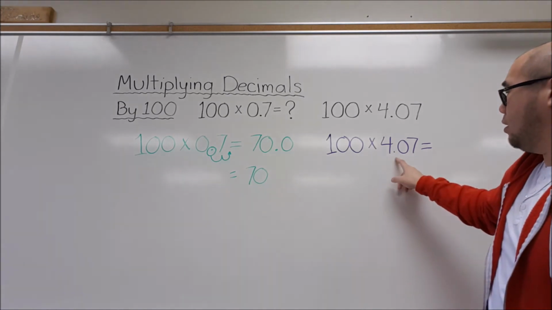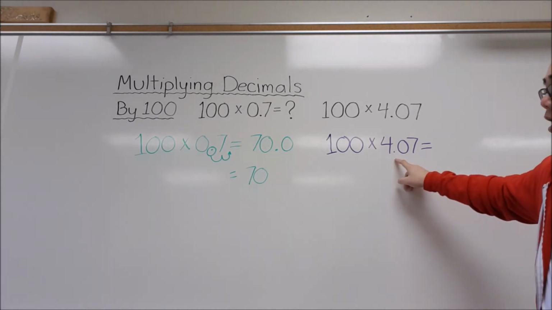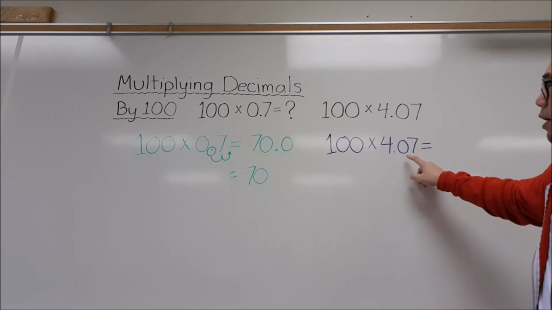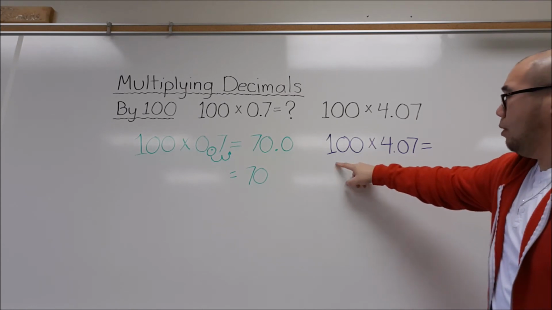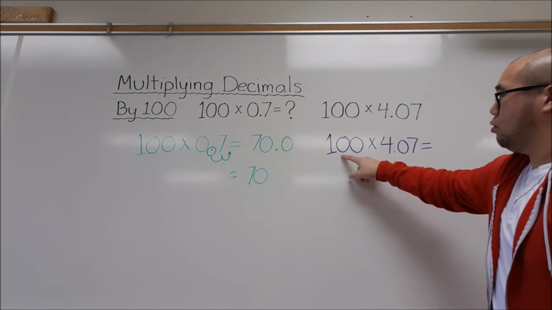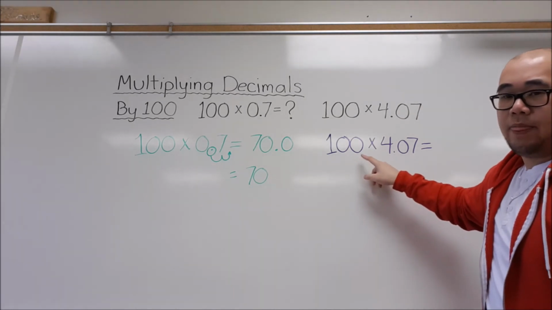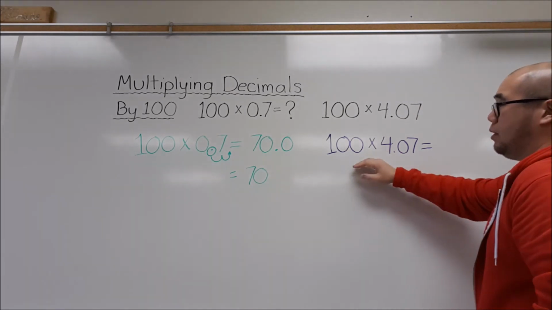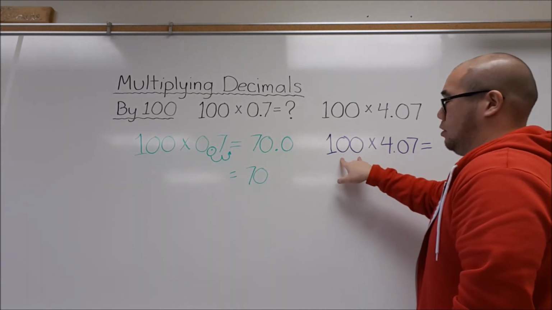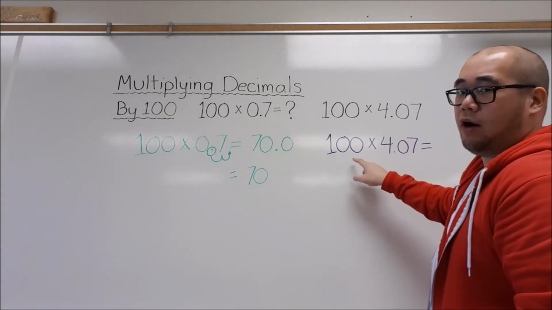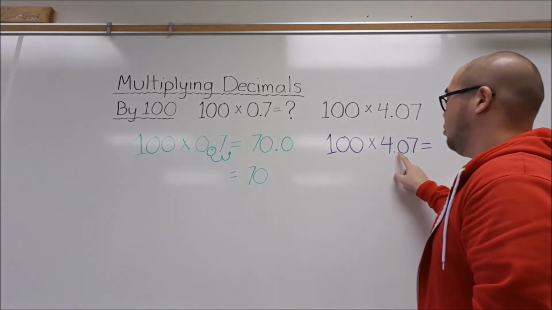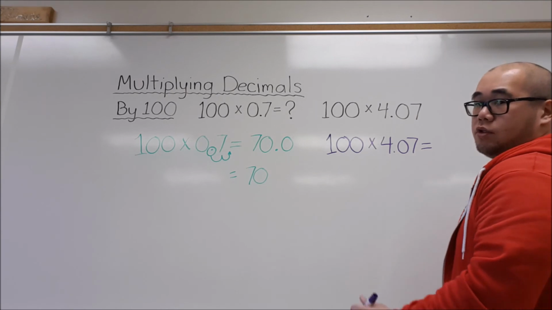Again, I still got to take a look at where my decimal is placed. And I got to move the decimal two spots over to the right because I'm multiplying by 100. There is two zeros here. Take a look at that. When you're multiplying by 100, there's two zeros there. That automatically means you got to move the decimal place two spots over to the right.